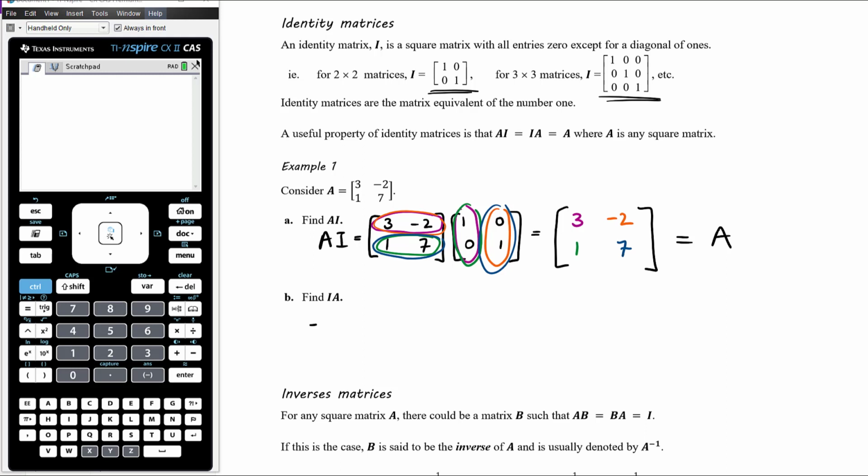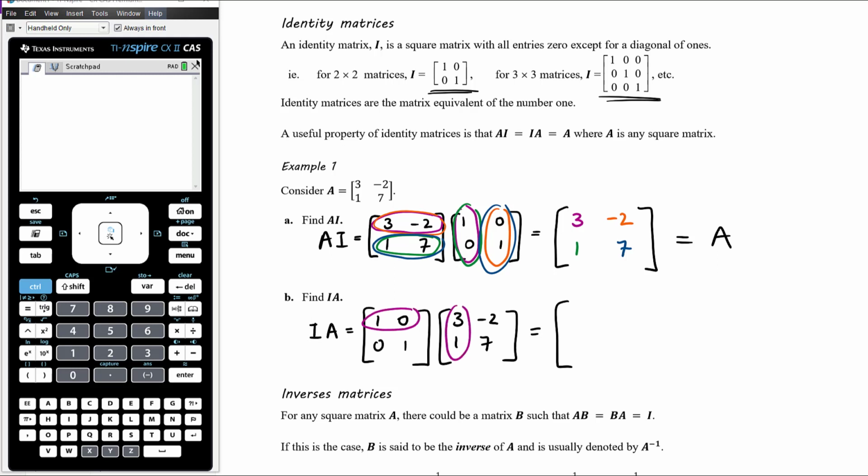Okay, let's check that if we do it the other way around, the same is also true. So if we put the identity first, so 1, 0, 0, 1, and we multiply that by matrix A, which is 3, negative 2, 1, 7. And again, let's think about how matrix multiplication works. So top row times left column goes in the top left. 1 times 3 plus 0 times 1, so that's just 3. Top row times right column goes in the top right. 1 times negative 2 plus 0 times 7, so that's negative 2.